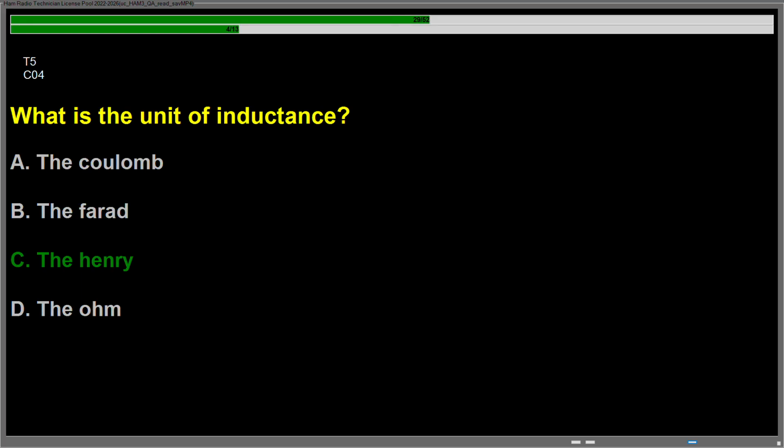Question Charlie 04, what is the unit of inductance? Answer is C. The Henry. Question Charlie 05, what is the unit of impedance? Answer is D. The ohm.